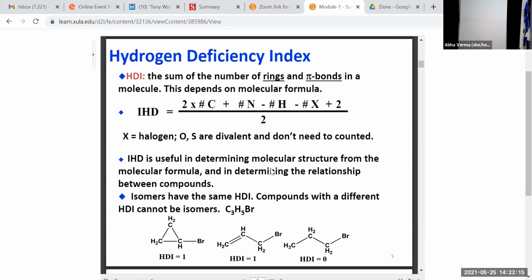Okay. The last thing that we will look at today is the hydrogen deficiency index. Now, this is in your chapter 14. I think it's 14.16, if I'm not wrong. But it is included in this part of the module because it is very important for all of you to understand how degree of unsaturation can help you draw a reasonable framework of your chemical structure. Okay, so this is on slide 5.